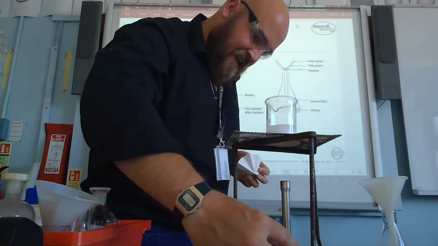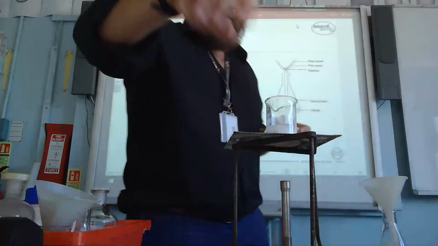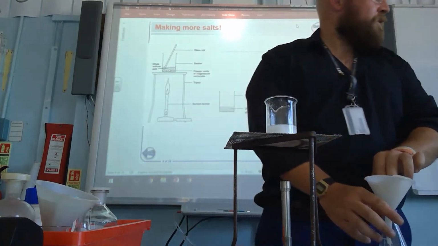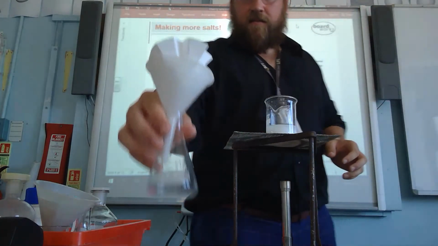Yeah, no, there's no more actually dissolving or reacting in there. So I know that I've got an excess of the carbonate. I can turn that off. And now I can filter it in there.